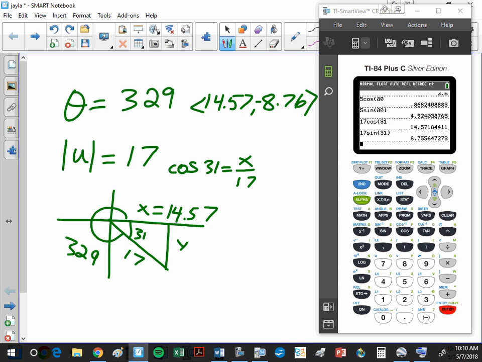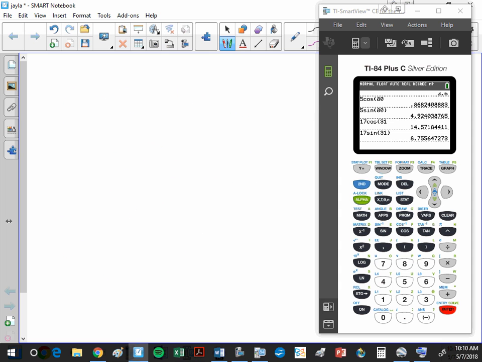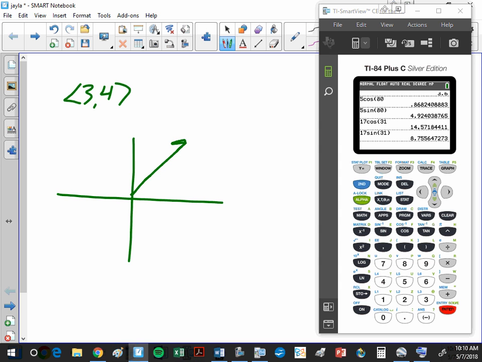A unit vector. So let's do an easy one first. Let's say I had the vector 3, comma 4. It's in quadrant 1. So this is 3 and this is 4. What is the length of that vector? 5, right?